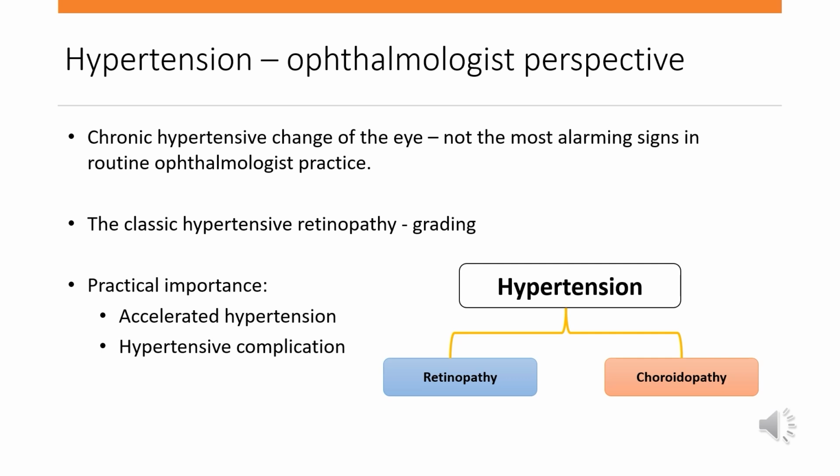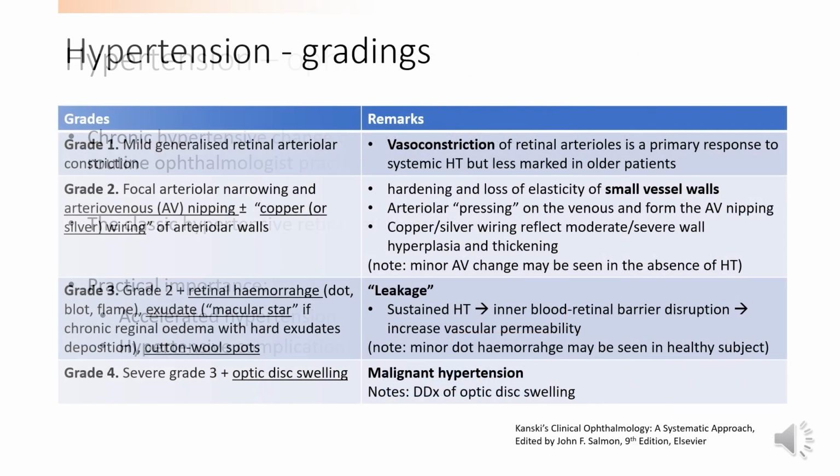In fact, hypertension can lead to retinopathy and choroidopathy. I'm sure you're familiar with this grading from internal medicine, but you may find it difficult to remember. To make it simple, grade 1 is vasoconstriction, grade 2 is about small vessel changes, that's the AV nipping and silver wiring or copper wiring. Grade 3 is leakage, grade 4 is grade 3 plus optic disc swelling because of malignant hypertension.